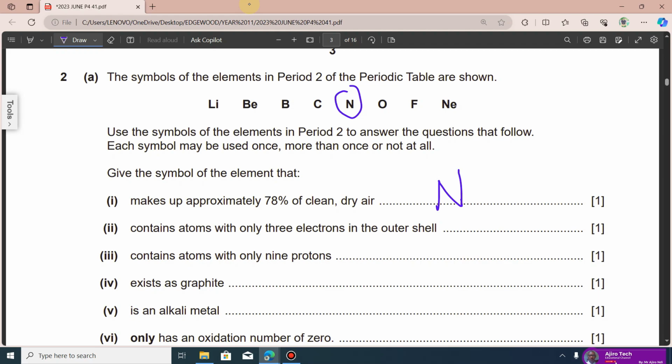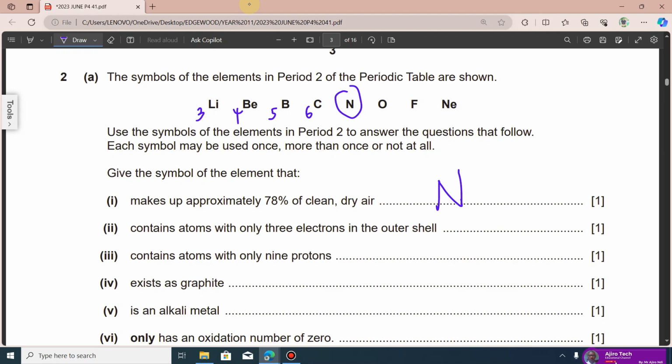Now, for you to do this, you need the knowledge of the periodic table, and what you need to extract from the periodic table is the atomic number or the proton number of each of these elements. So when you have the proton number of this element, you use it to write the electronic configuration, and then you know which atom has 3 electrons in the outer shell. So for lithium, for example, if you consult the periodic table, it has atomic number 3, beryllium 4, boron 5, carbon 6, and we could go on like that.